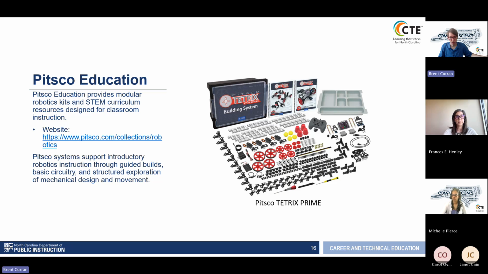Up next, Pittsco Education. We have a Pittsco rep in our state, and their platform is called Tetrix Prime. It's a complete system, all-in-one parts, notebooks, resources, controllers, batteries. This is kind of if you want a one-stop shop, a turnkey solution, Pittsco is a good option.